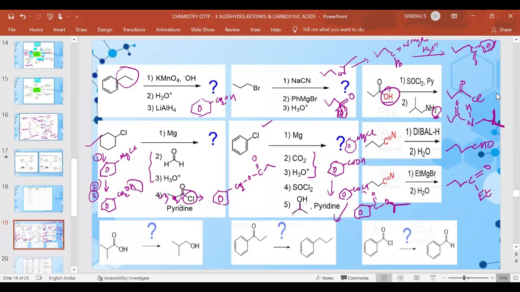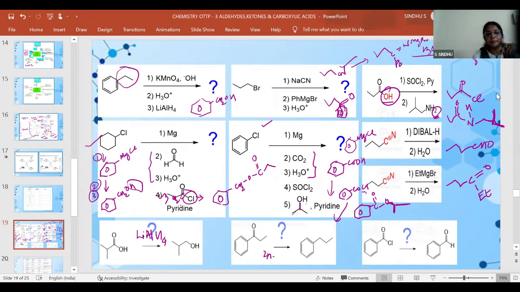We need a reducing agent. First, we have a carboxylic acid to alcohol, so we can go for lithium aluminum hydride. Not Clemmensen, since this is an acid. Second one, Clemmensen reduction: zinc amalgam and HCl, or we can go for hydrazine followed by KOH in ethylene glycol, the Wolff-Kishner reduction.